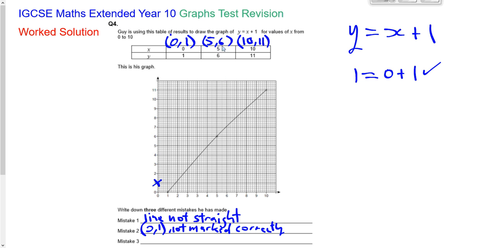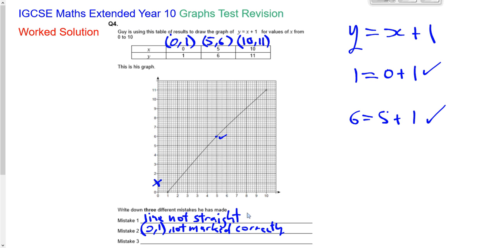5, 6. Now I can put that, see if that works as part of my equation. So I'm going to say that 6 should be equal to, so 6 is our y coordinate, that's y, and our x coordinate is 5, should be equal to 5 plus 1. And yes, that does work. And let's see if it's been marked correctly. We have a look here, 5 across to 6, and yep, that is marked correctly.